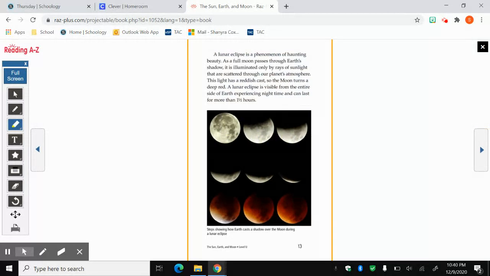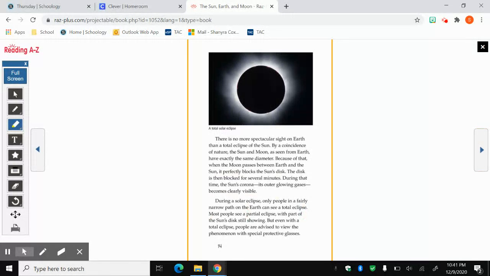A lunar eclipse is a phenomenon of haunting beauty. As a full moon passes through Earth's shadow, it is illuminated only by the rays of sunlight that are scattered through our planet's atmosphere. This light has a reddish cast, so the moon turns a deep red. A lunar eclipse is visible from the entire side of Earth experiencing night time, and can last for more than 1.5 hours.